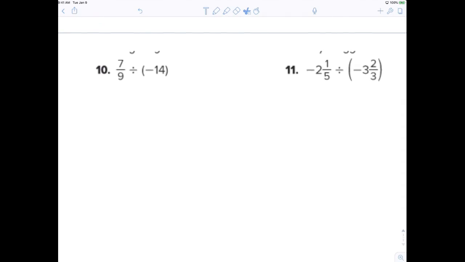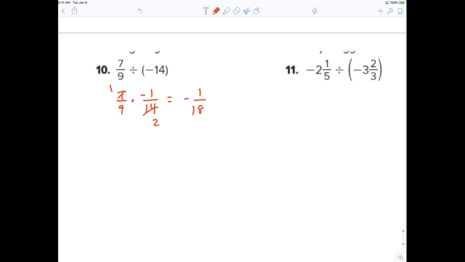All right, Oscar. Tell me what to do on number 10, please. 7/9 times 1/14. Times what? 1/14. Don't forget the what? Negative. Yeah, right. And you cross out 7 and 14 to 1 and 2. So your final answer? Negative what? 1/18. Yeah, negative 1 over 18. Pretty happy with that. All right.